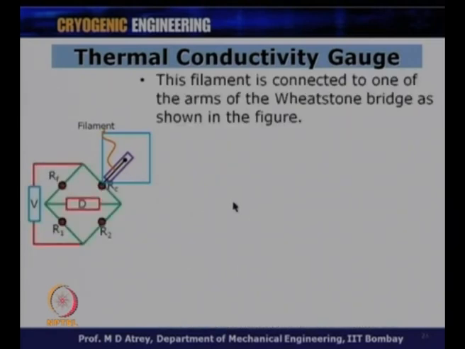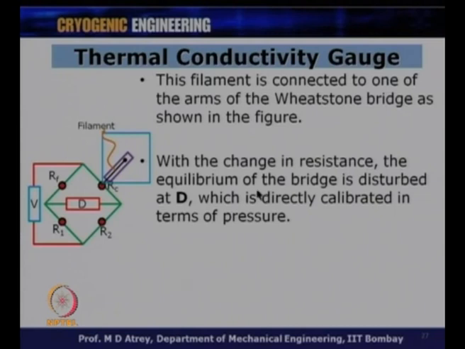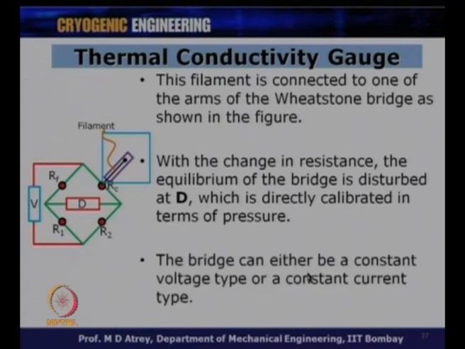This filament is connected to one of the arms of the Wheatstone bridge as shown in the figure. So, now I can put this filament and this resistance in the Wheatstone bridge, and I have got some voltage, and I can see the imbalance D because of the change of resistance over here, which will happen because of the change of pressure in the residual gas around here. With the change in the resistance, the equilibrium of the bridge is disturbed at D, which is directly calibrated in terms of pressure. The bridge can either be a constant voltage type or a constant current type.